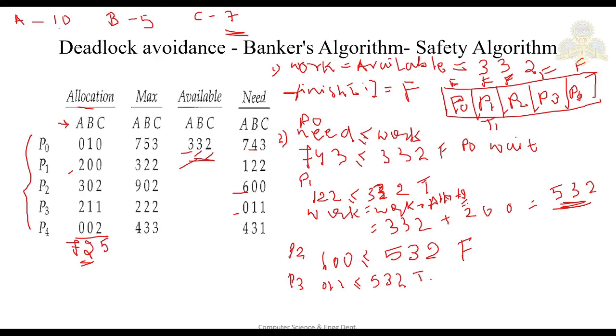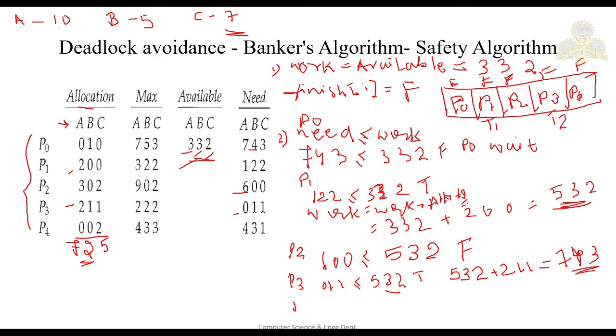So if the condition is true, what you have to do? You have to calculate work, right? Work is equal to work plus allocation. What is the new value of work? 532 plus what is the allocated resources to P3? It is 211 here, right? 211. What is the total here? So it is 743. Now this is the updated value of your work, remember, okay? So your process P3 completes its execution. I'll write here, it terminates, okay?